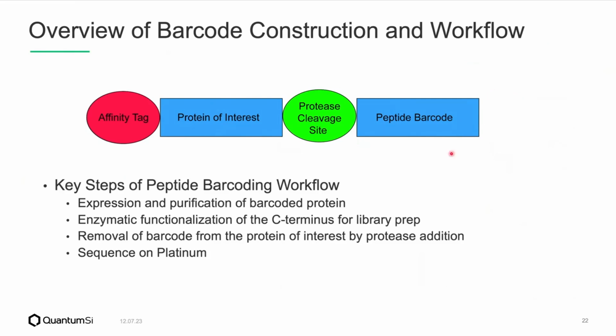Finally, you can undergo your rounds of selection of the protein of interest, and then you can remove the peptide barcode from that protein of interest by the addition of a protease, which is encoded in between the protein of interest and the peptide barcode in the overall protein sequence. Finally, these peptide barcodes can be sequenced directly on platinum once immobilized.